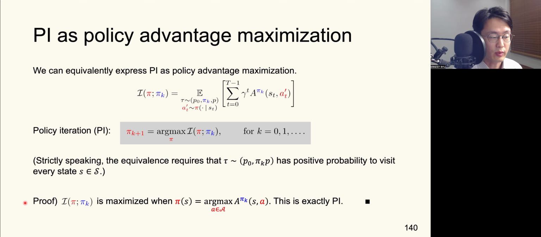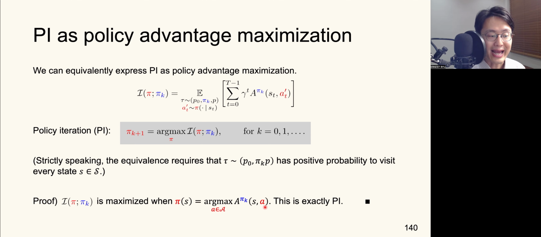Okay, so then here's the quick proof. The policy advantage I is maximized if there is a policy pi that maximizes these advantage functions individually within the summation within the expectation. If the policy pi maximizes these advantage functions individually for all possible states S, then that policy pi would maximize this expectation. It would maximize this policy advantage. And we can choose such a policy. So we choose a policy pi to be the argmax of the advantage function with respect to policy pi k for any given S and maximize with respect to the action A.